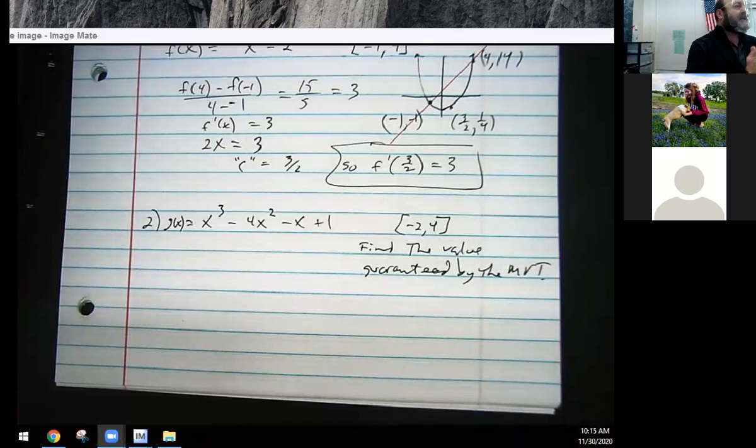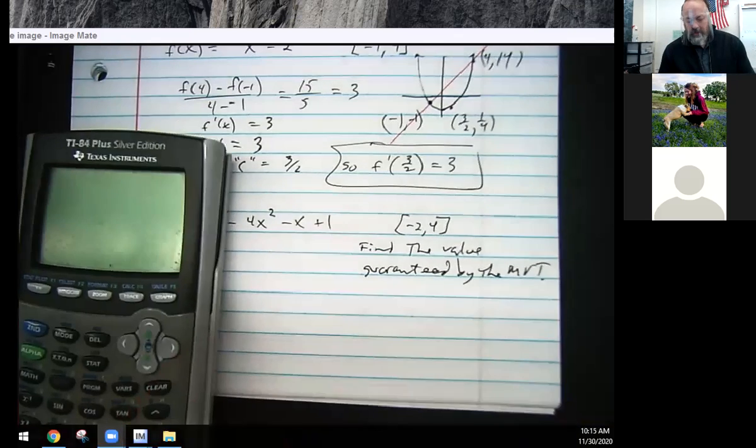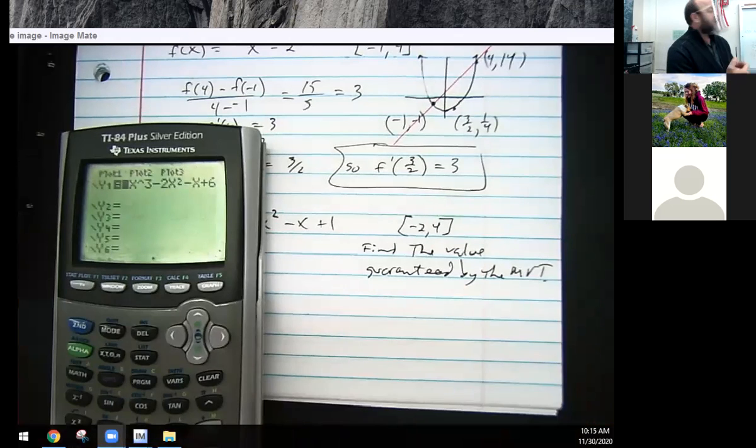So let's use our calculators, everybody, because this problem was not designed to be kind. It just wasn't. Okay, so let's go ahead and remember how we can efficiently use our little machines here.